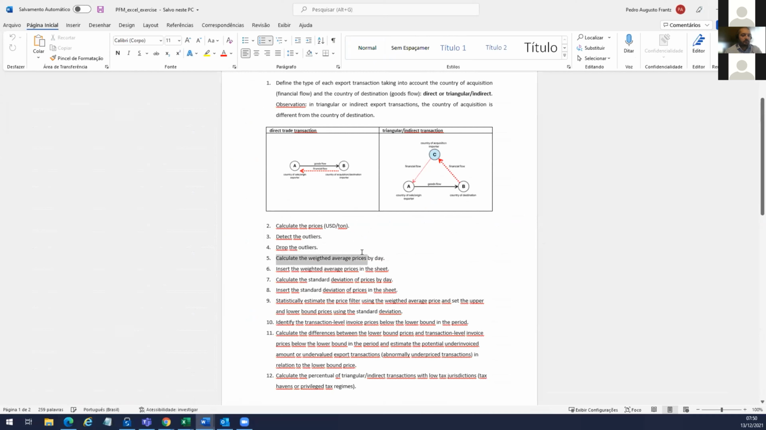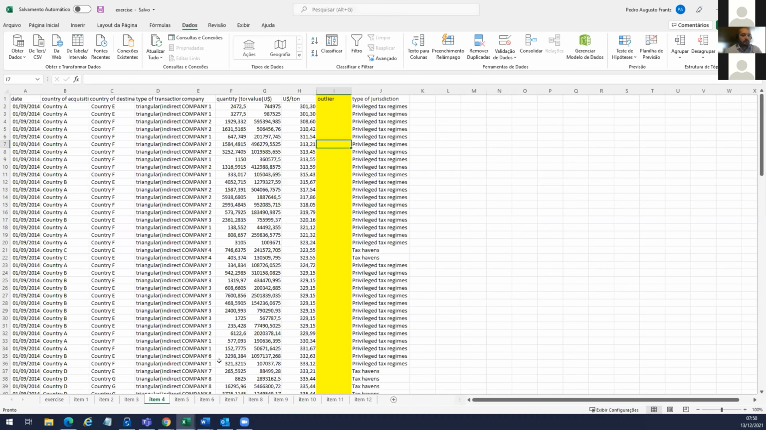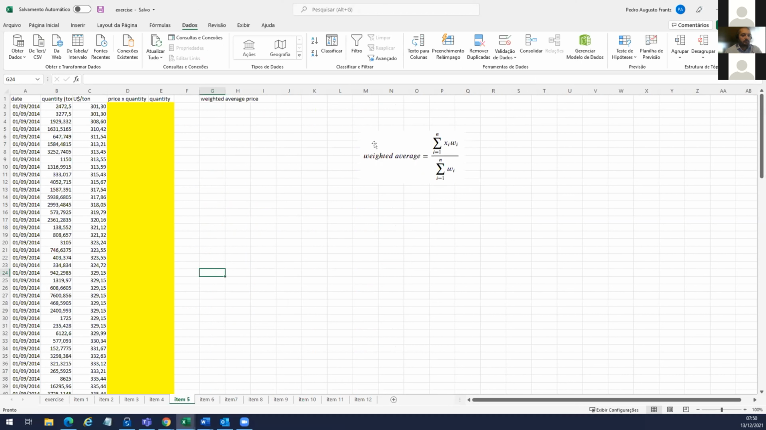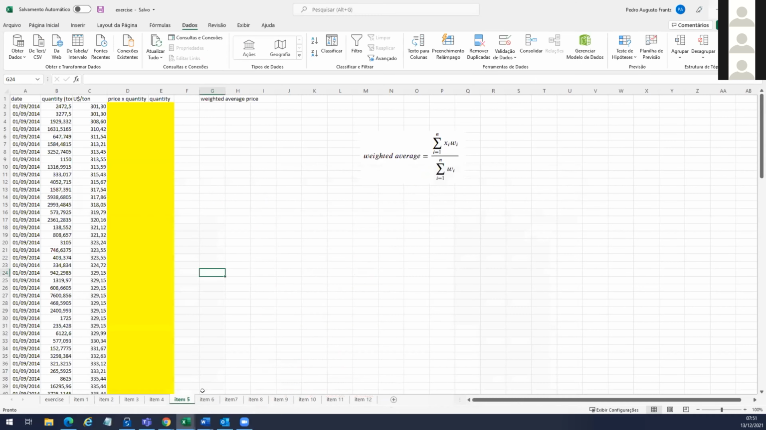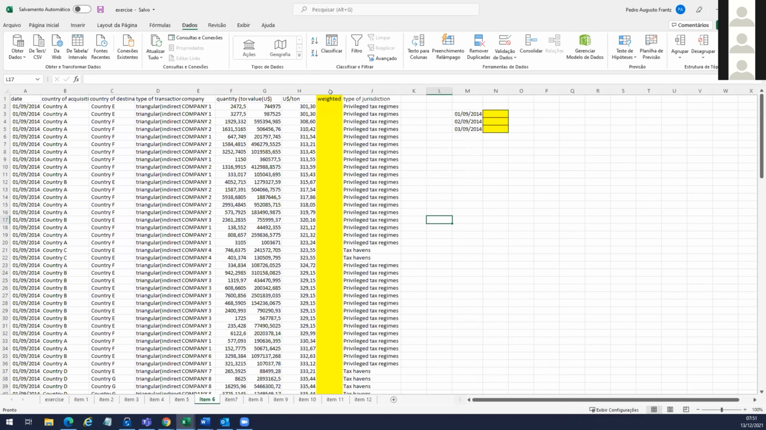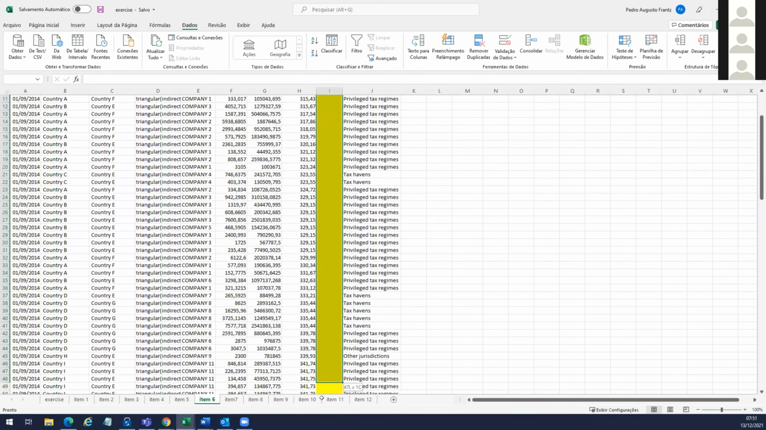Item 5, calculate the weighted average price by day. The formula of weighted average is here: the sum of the quantity times price by day divided by the sum of the quantity is the weighted average by day. Item 6, insert the weighted average price in the sheet. Then the weighted average we calculated here, we ask you to insert here in our sheet.